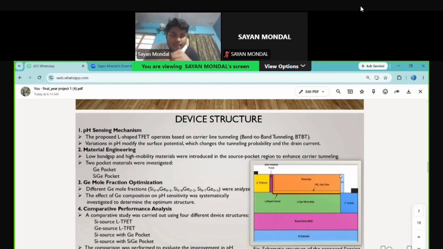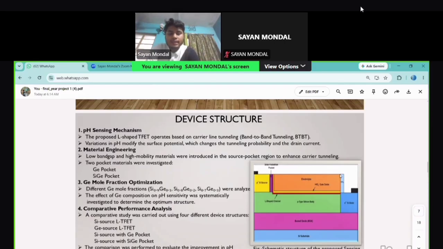And the second, purple portion is the silicon germanium pocket or germanium pocket. Between the source and the channel we introduced a silicon germanium pocket or germanium pocket. This is the main novelty of our work, and we selected germanium and silicon germanium because they have a lower band gap and higher carrier mobility than silicon. As a result, the tunneling barrier becomes smaller, the band-to-band tunneling probability increases, and the device achieves higher drain current and better pH sensitivity also. For the silicon germanium pocket, we further optimized the germanium mole fraction using silicon 90% germanium 10%, then silicon 80% germanium 20%, and then silicon 70% germanium 30% to determine the optimum composition.